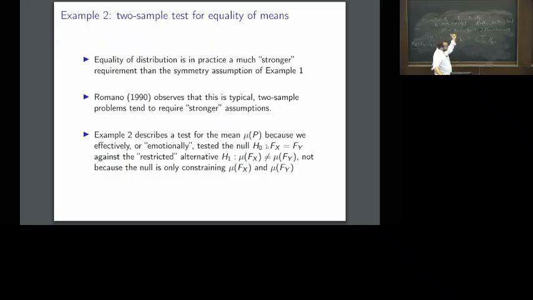That's more dramatic than what we had in the one sample case, where we only had to assume symmetry on top of our assumption on the first moment. That seems to be typical. Two sample problems are more demanding than one sample problems.